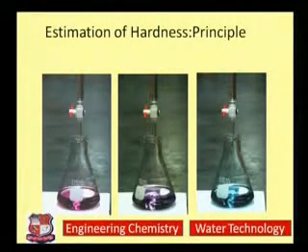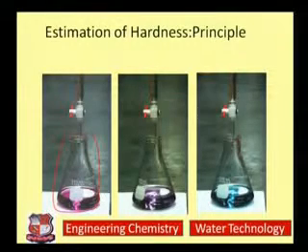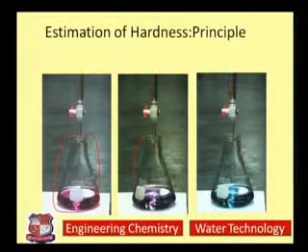How this estimation is done can be made clear by this particular picture. Now you can see over here 3 pictures are shown. In one you can see a wine red color which is getting changed to violet color, and finally it is getting changed to sky blue color. By knowing the color change, we can determine the end point in this complexometric titration.